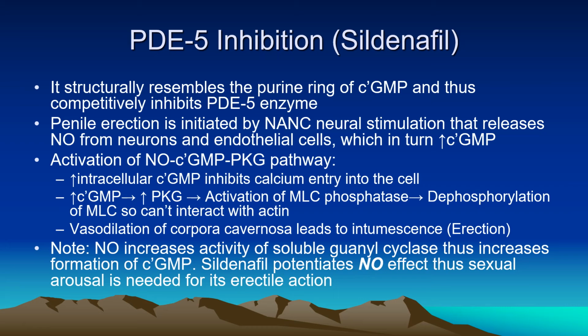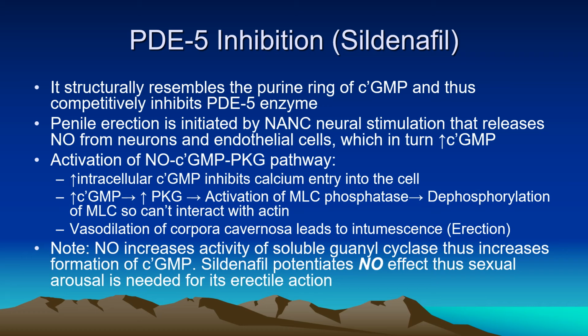Now, cyclic GMP activates the PKG pathway. So there is increased intracellular GMP, which inhibits calcium entry into the cell. Increased GMP increases PKG and activation of MLC phosphatase, which dephosphorylates MLC. Therefore, no contraction occurs. There is vasodilatation of the corpora cavernosa, which leads to erection, intumescence.